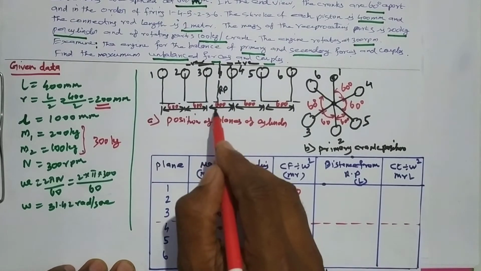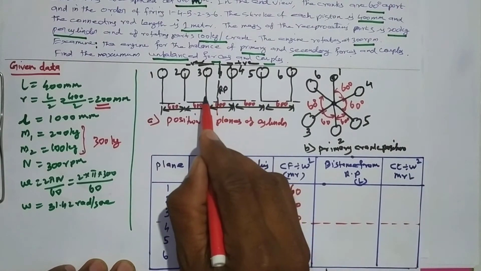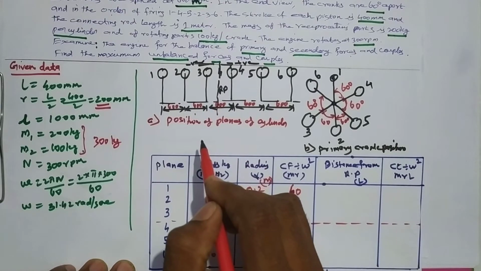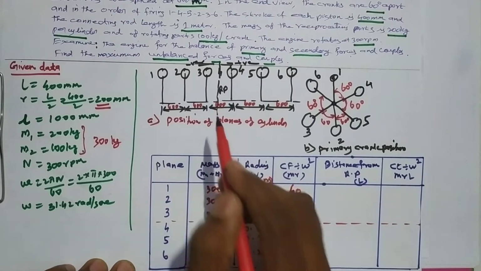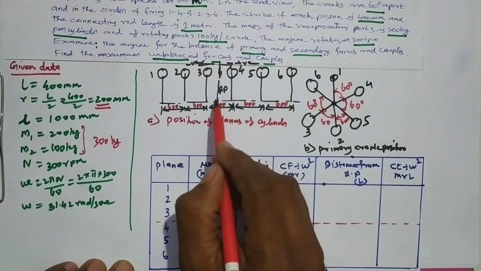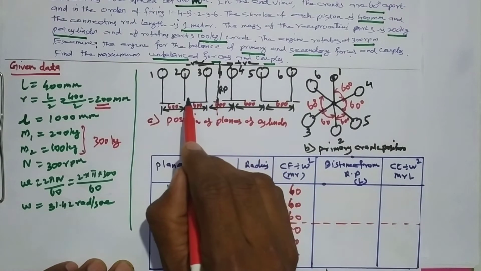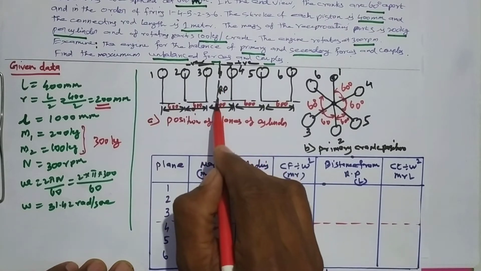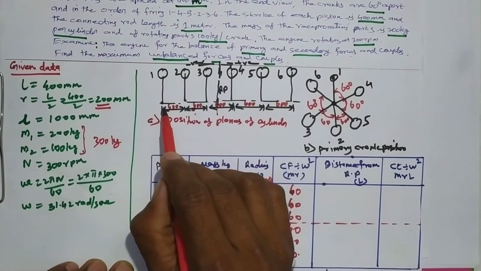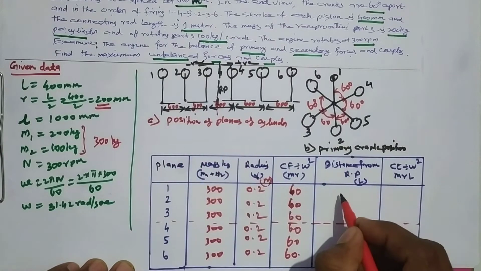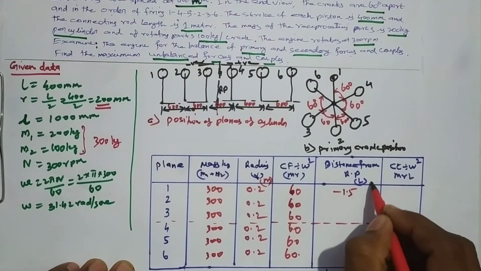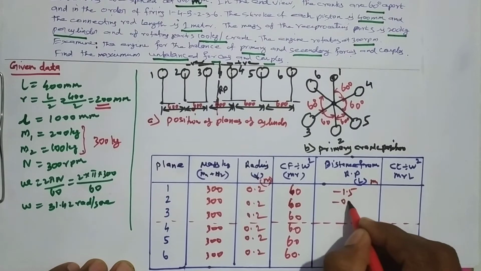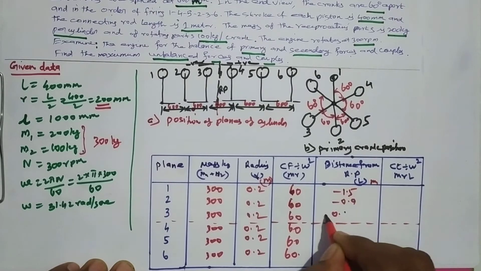From here, from this to this, what is the distance? It is 300 mm, so minus 300 mm. From the reference plane to the second plane, it is 0.9 meter, that is 900 mm. For the reference plane to the first plane, it is 1.5 meter, that is 1500 mm, so minus 1.5 meter. Then minus 0.9 meter.